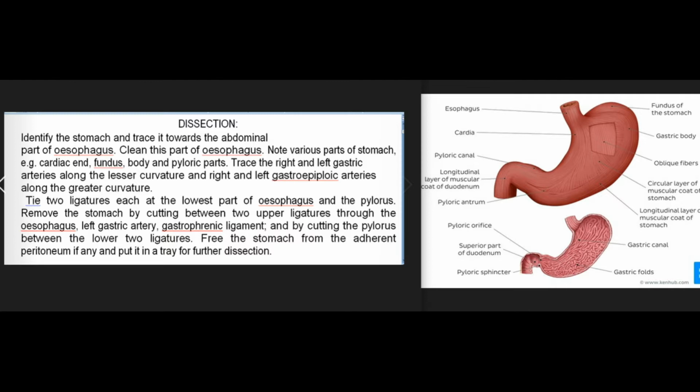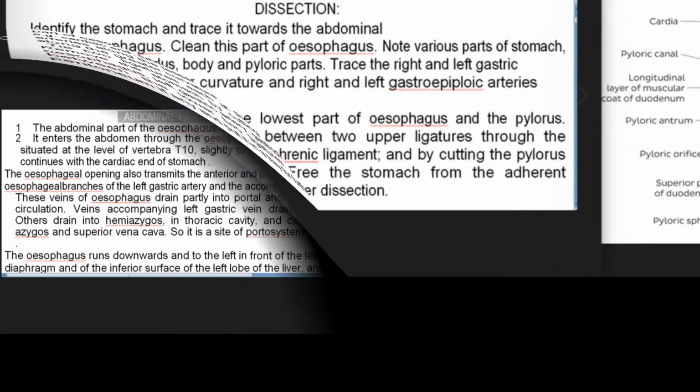Remove the stomach by cutting between 2 upper ligatures through the esophagus, left gastric artery, gastrophrenic ligament, and by cutting the pylorus between the lower 2 ligatures. Free the stomach from the adherent peritoneum if any and put it in a tray for further dissection.